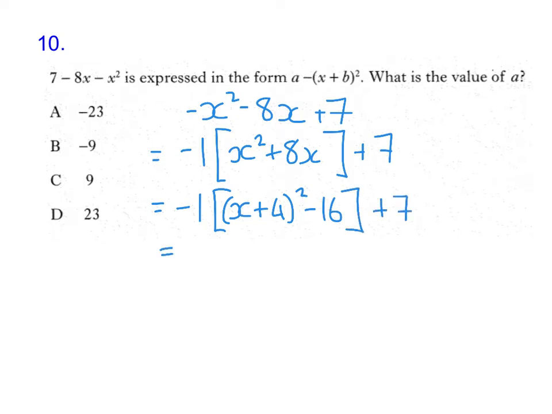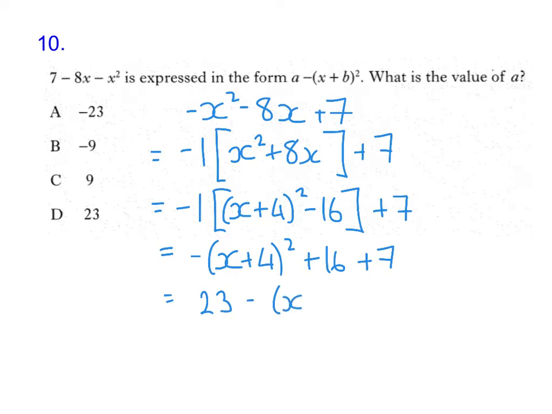Then I reintroduce the negative. So I've got a negative in front of my bracket. That becomes plus 16 plus 7. 16 plus 7 is 23. And if I write it in their form, it's 23 take away your bracket squared. Now they said, what is the value of A? A is 23. So it's D, positive 23.